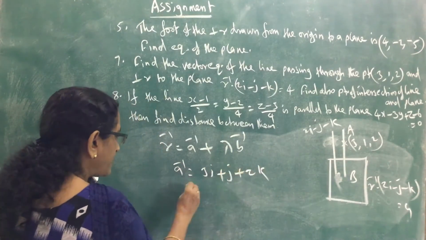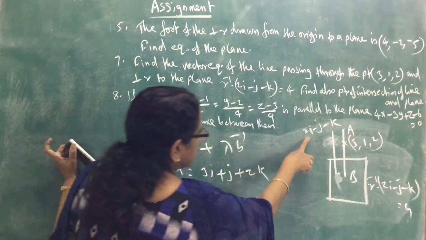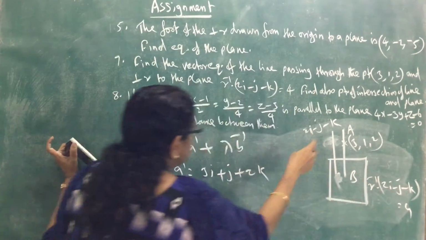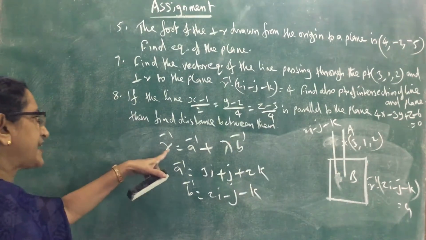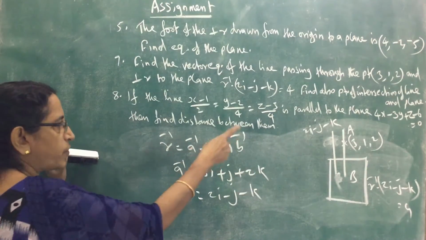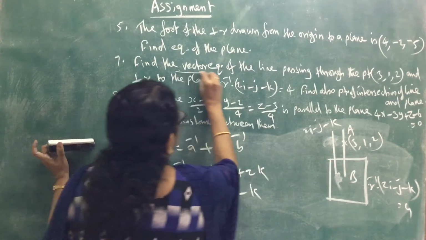And what is the parallel vector? Vector B. Parallel vector is 2i minus j minus k. So we can write the equation of the line, that is the equation of line AB. Find the vector equation of the line.